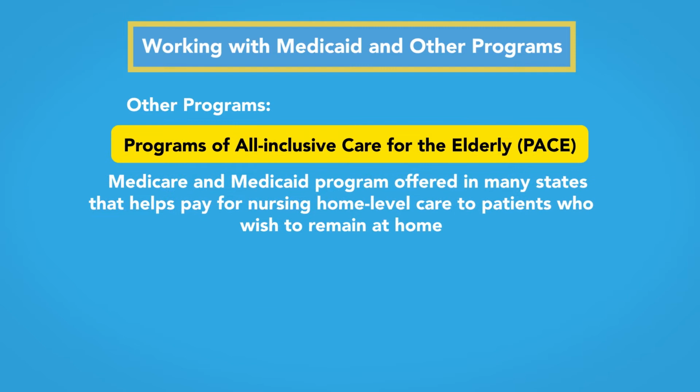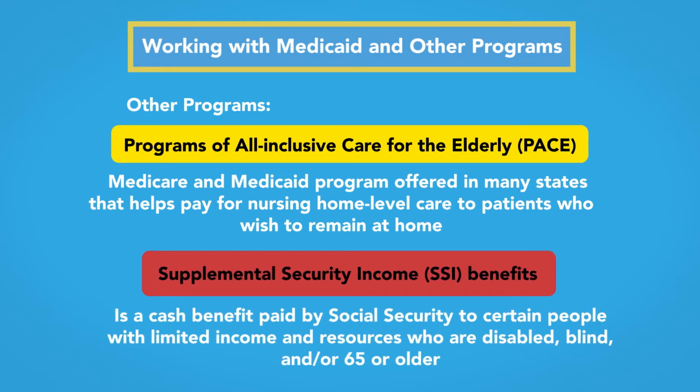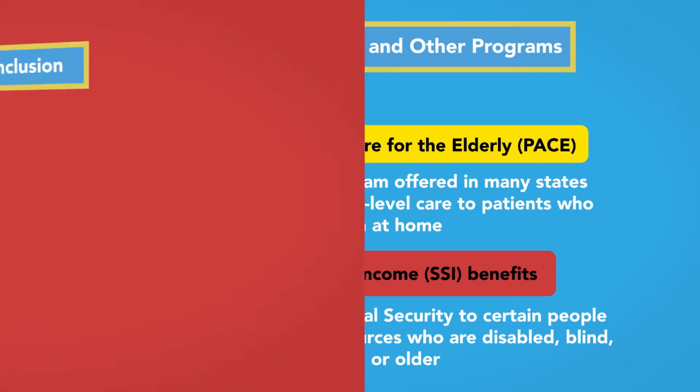Programs of All-Inclusive Care for the Elderly, or PACE, is a Medicare and Medicaid program offered in many states that helps pay for nursing home level care to patients who wish to remain at home. And Supplemental Security Income, or SSI benefits, is a cash benefit paid by Social Security to certain people with limited income and resources who are disabled, blind, and/or 65 years or older. These benefits are not the same as Social Security retirement benefits.